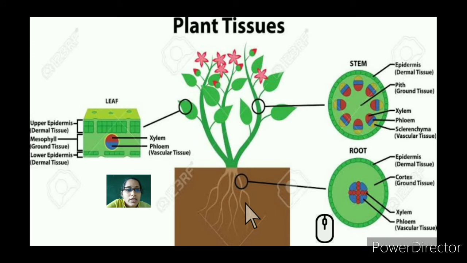When we take the cross section of a root, we can see certain tissues here, again xylem and phloem. There is importance for the xylem and phloem. You have the epidermis or dermal tissue and the ground tissue. Here the ground tissue in the root is known as cortex, while in the stem it is known as pith.